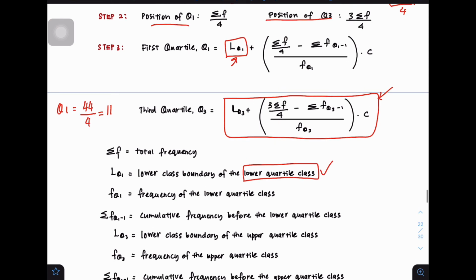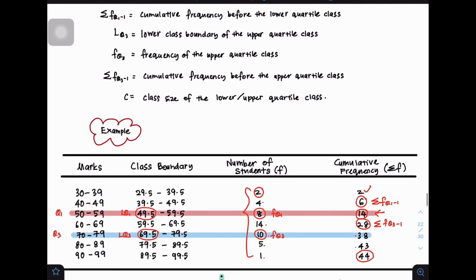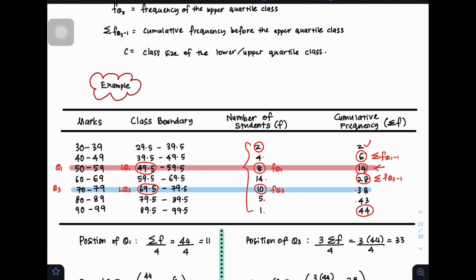So tadi kita dah check, kita punya Q1 berada pada data ke-11. So data ke-11 dia ada dekat sini, dalam ni, sebab kat sini dia sampai data nombor 14. So data yang ke-11 dia ada dekat sini. So ini kita panggil dia sebagai lower quartile class. This one is lower quartile class. So dekat mana lower boundary of lower quartile class? This one is the lower boundary. Bila awak dah tahu lower quartile class, so awak boleh tahu which one is the lower boundary. So this one is the lower boundary.